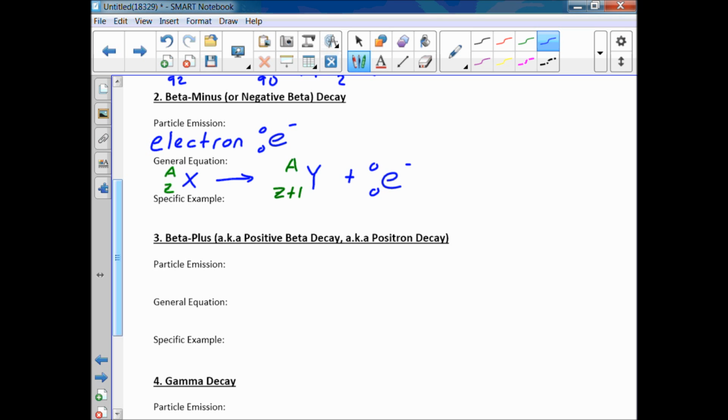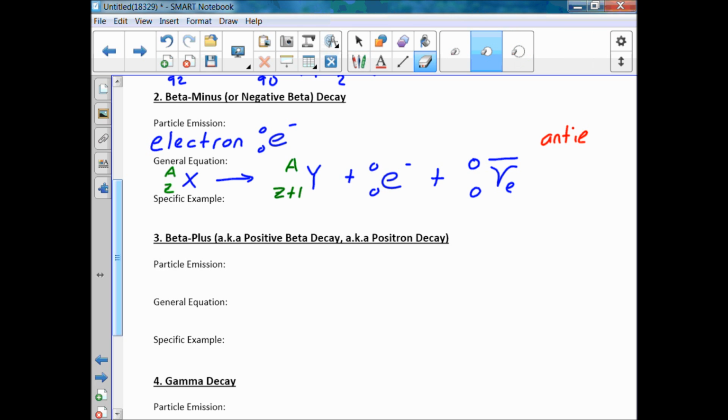If we're being thorough, it also releases an anti-neutrino. I'll show you the notation. It's like a Greek letter nu with a line over it. This is just a technicality, but you should probably remember that a neutrino is released during beta decay. Let's label this: an anti-electron neutrino. Isn't it positron? No, it's anti-electron neutrino. Then why did we write positron? That's a different decay.